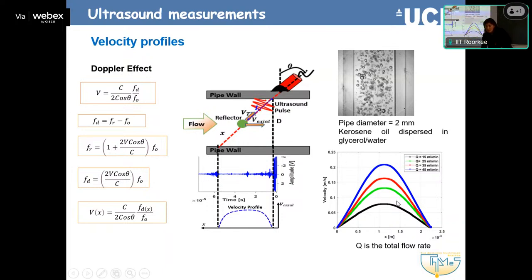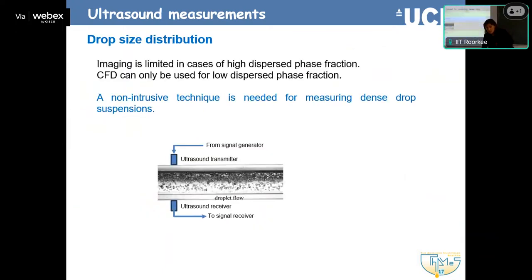But you can get velocity profiles, and we have used that to get velocity profiles in solid particle-fluid flows in fluidized beds, where it's very difficult. I mean, you need very expensive techniques to get any information about the particles in fluidized bed systems.